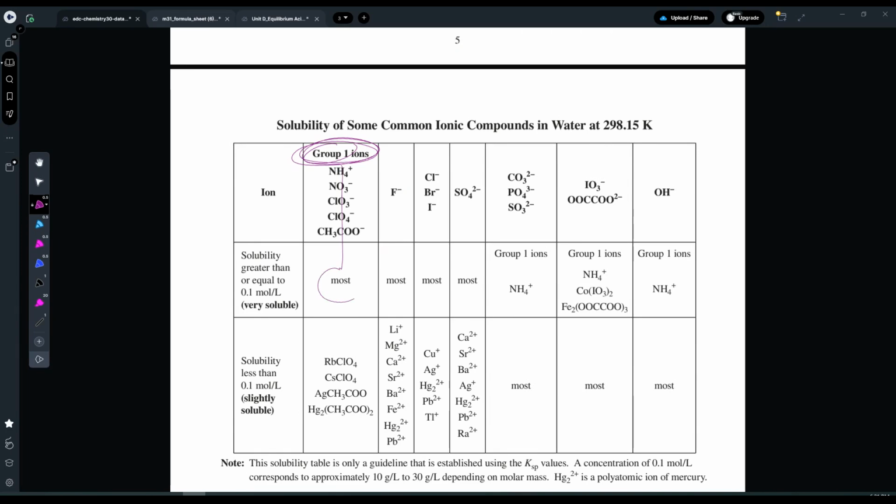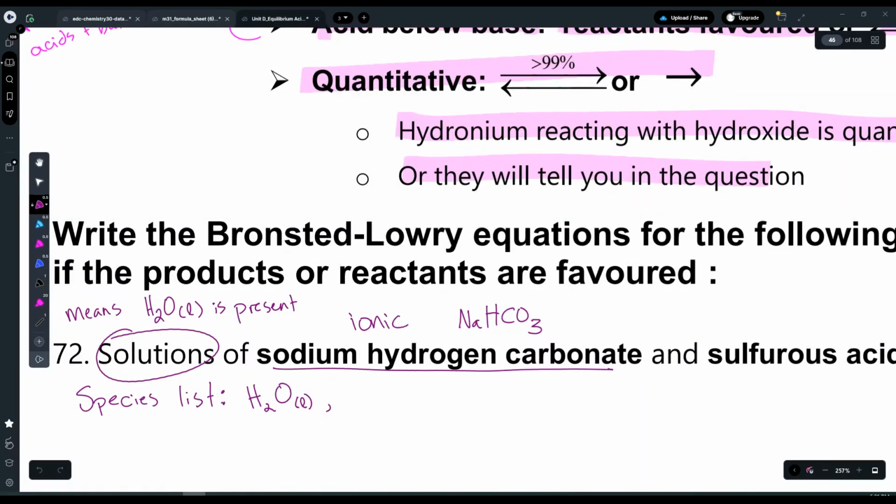Now if I trace my finger down, most things with sodium are going to be soluble, but I need to double check if my compound is in one of the exceptions. If I found my compound in this last row, it would be insoluble in water. However, since sodium hydrogen carbonate is not in the last row here, then it is very soluble. So that means that we need to dissociate it. Remember, we're only dissociating it into two things, the cation and the anion.